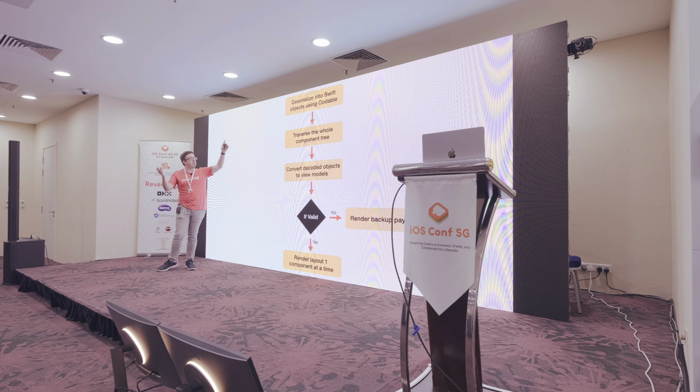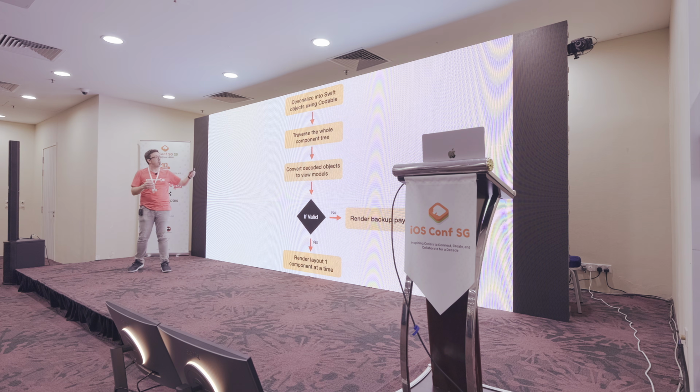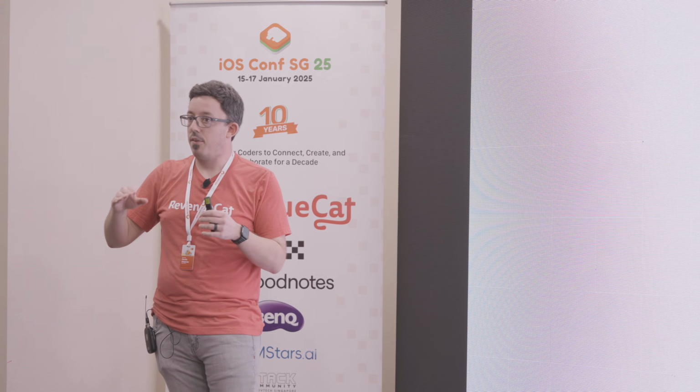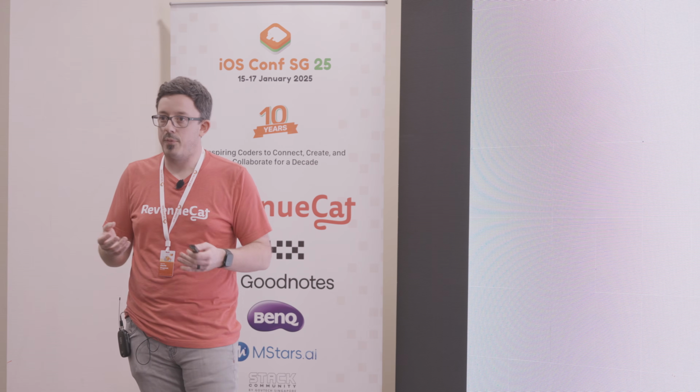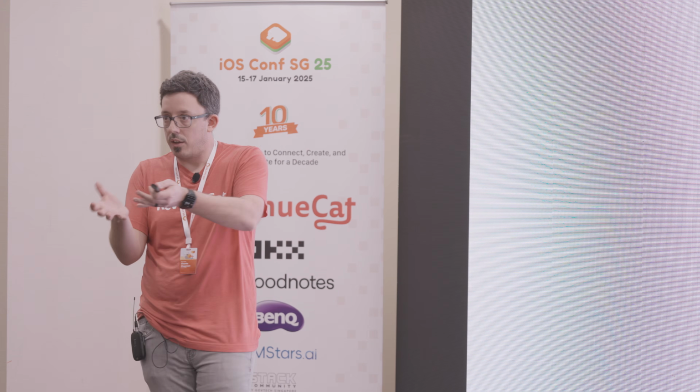So the first thing we do is we deserialize the JSON into Swift objects, obviously, using Codable. And then before we start rendering anything, we traverse through the entire tree of those objects. And each of those objects, we convert them into view models for two different reasons. The first reason is it's a lot easier. We change a lot of the data to make it easier to work with in SwiftUI. So our colors are defined as hex values, and we convert those over to color objects, things like that.